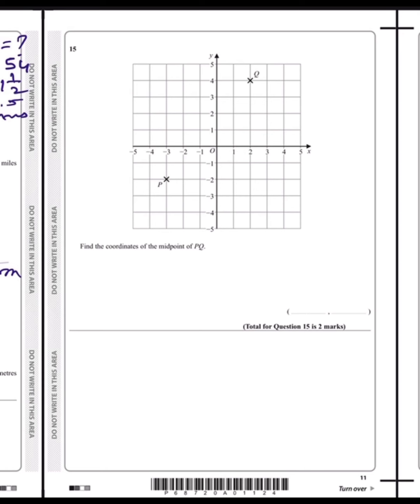Now we can see that we've been given the coordinates of P and Q, and we need the midpoint. We've been given a grid, basically, which is similar to the ones we've seen in enlargement, or in the topic called transformations. Here they're saying find the coordinates of the midpoint of P and Q. By midpoint, they basically mean their middle point. But I personally think it wouldn't be so accurate.